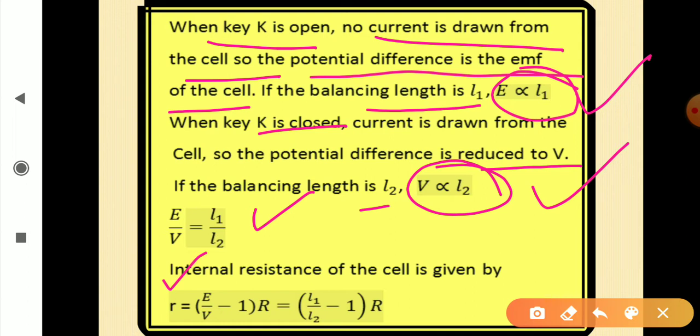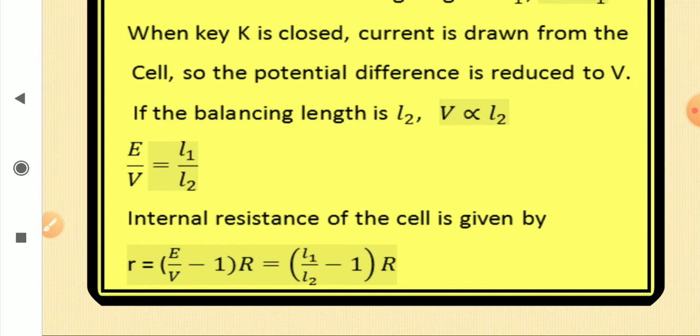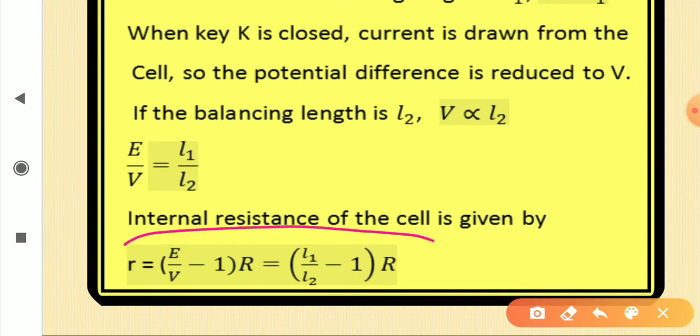And you know the relation for internal resistance: r is equal to (E upon V minus 1) into R. And E upon V is L1 upon L2. So putting this value here, we have got this relation for the internal resistance of a cell. Now experimentally we can find out L1, we can find out L2, and R is the resistance from the resistance box. So all these values are known, and we can find out the internal resistance of this primary cell. So these two applications you have to perform in the lab also.